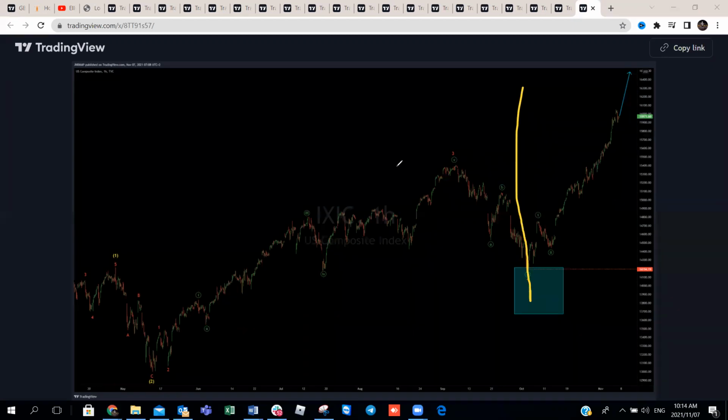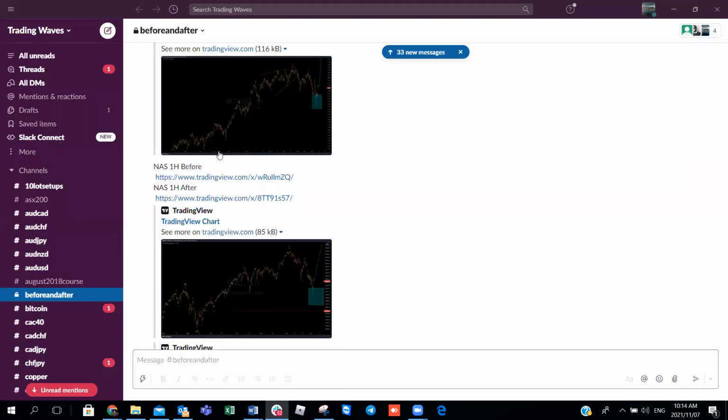Anybody can label a chart on the left-hand side, but to get it right on the right-hand side, you need to have a solid strategy, a solid proven strategy. That is how the NASDAQ is played out. Let's have a look at the next one here.